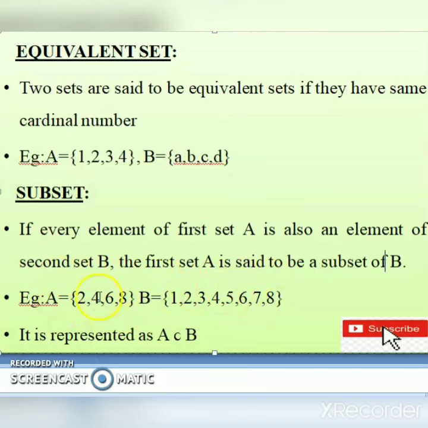So whenever all the elements of the first set come under the second set, we can say the elements of the first set are a subset of the second set B. So what is the symbol for subset? This is the symbol for subset. So A is a subset of B. Why is A a subset of B? Because 2, 4, 6, 8 come under B.